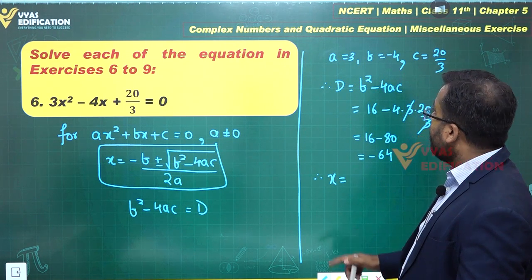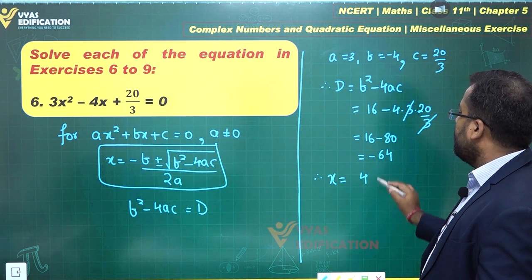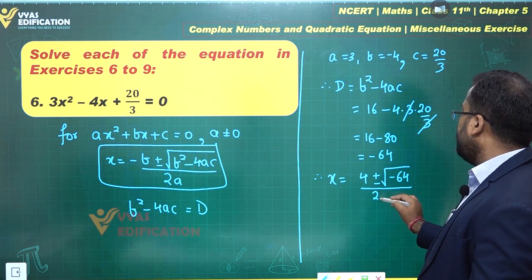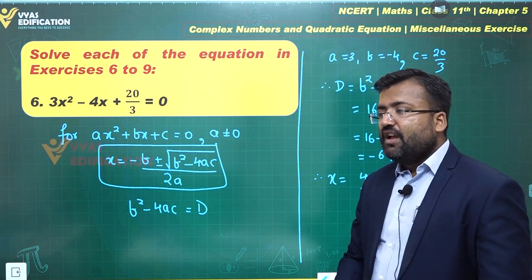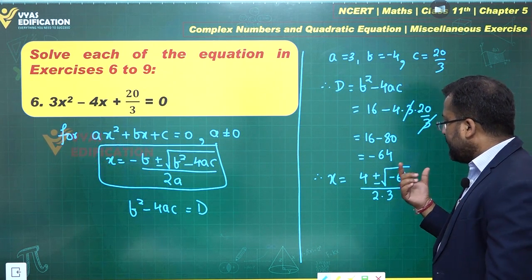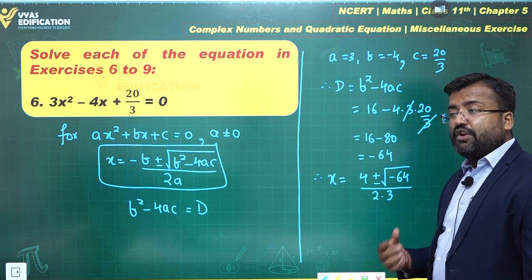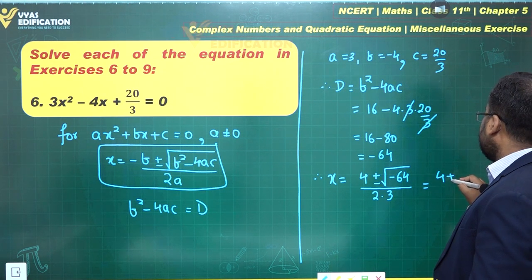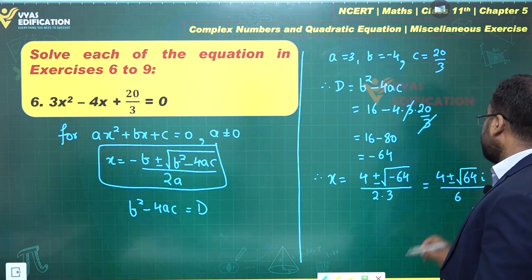Therefore, x equals minus b, which will become plus 4, plus minus under root of minus 64 upon 2 times a. A is 3. That's what you observe, right? Now, root of minus 64 can be written as root 64 into root minus 1. Now, square root of minus 1 is simply i, and this will convert to 4 plus minus root 64 i upon 6.